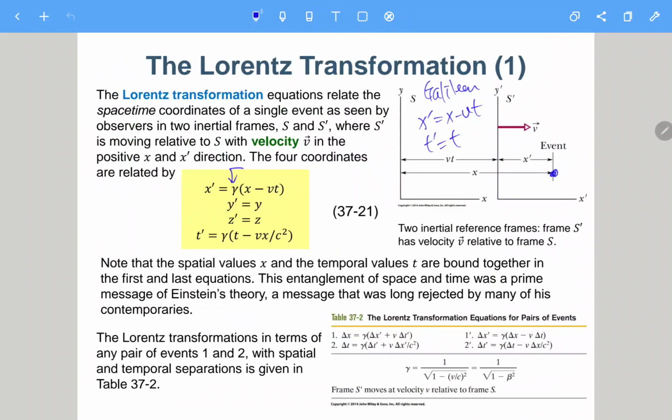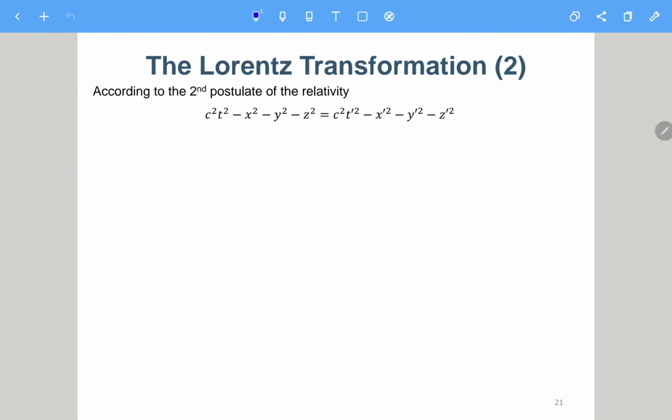Okay, so this Lorentz transformation has a very interesting property, which means that in relativity, we still need to keep something constant. We will sometimes define S to be this term. This term is for the S coordinate. This one is for the S prime coordinate.